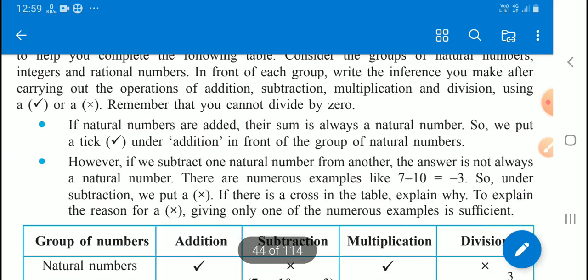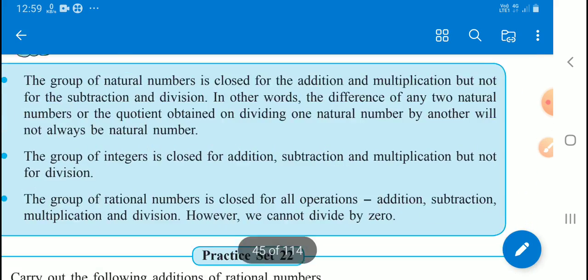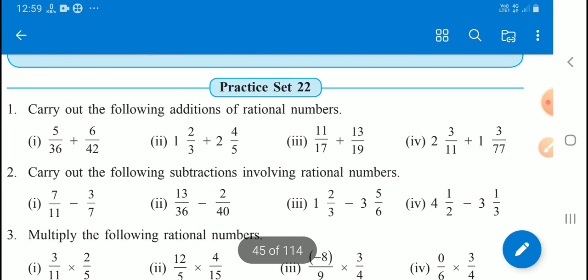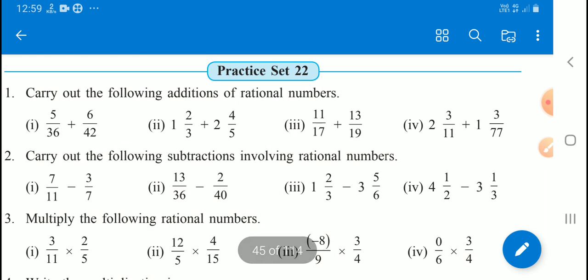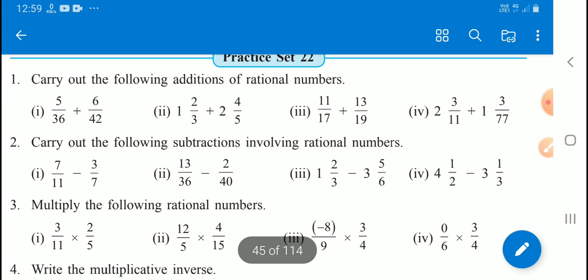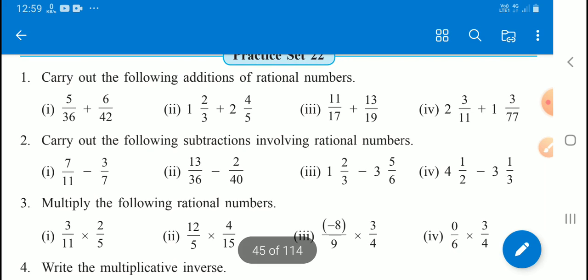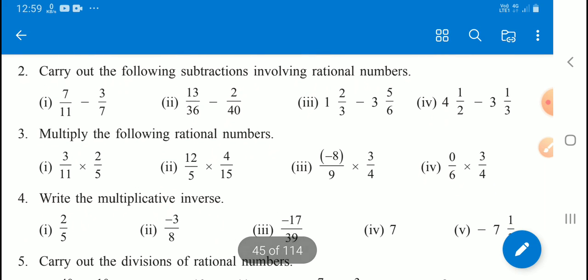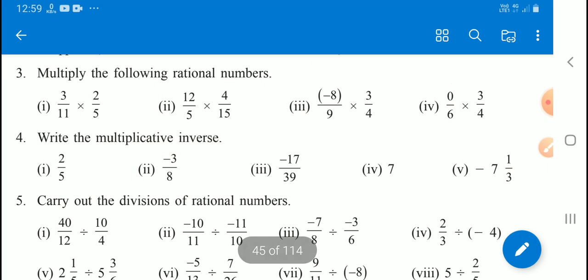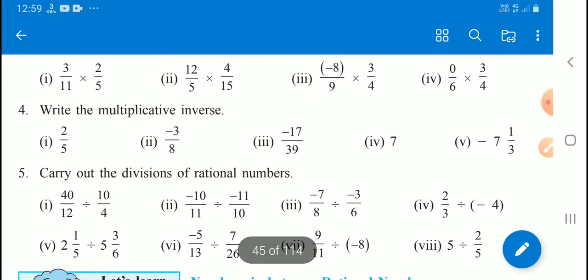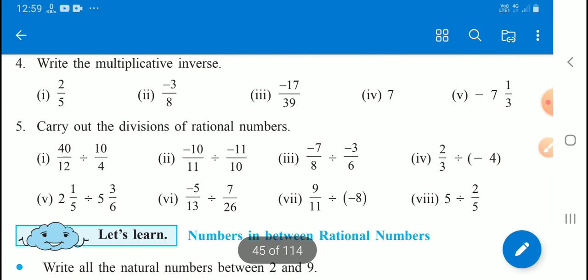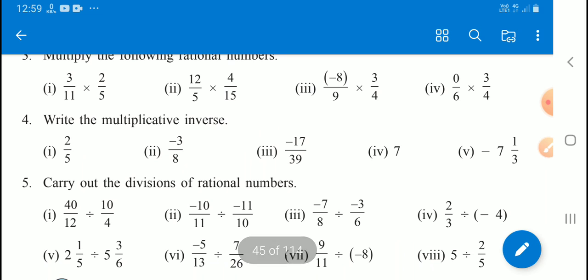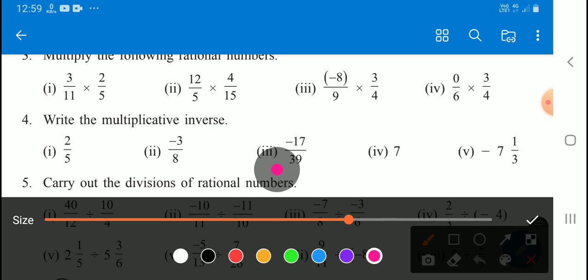Okay, now we will see the examples based on rational numbers. A few examples: addition, subtraction. Then in your book they have given multiplication. Then they asked about multiplicative inverse. I will tell you how to write the multiplicative inverse and the division examples. Okay, so first of all I will make place here and we will solve the examples.